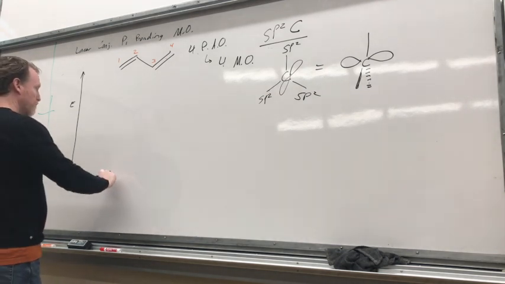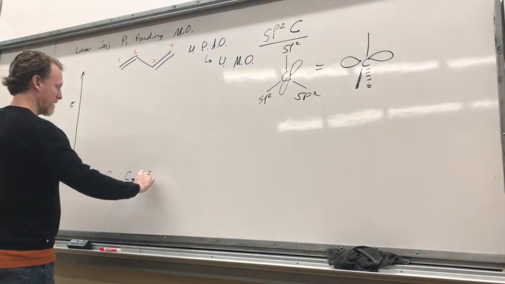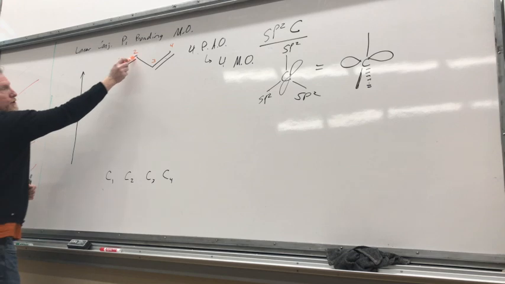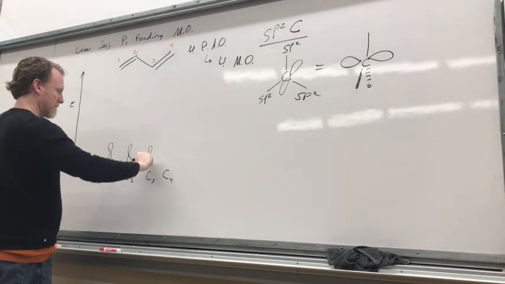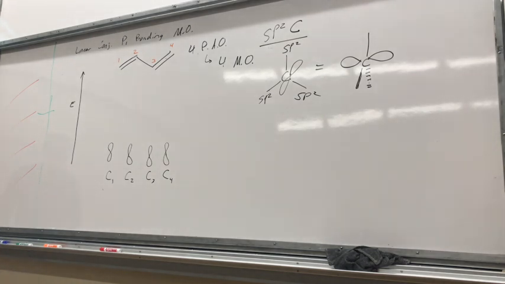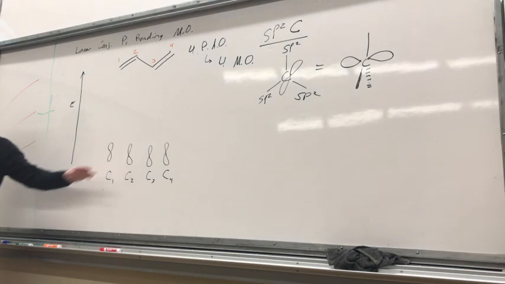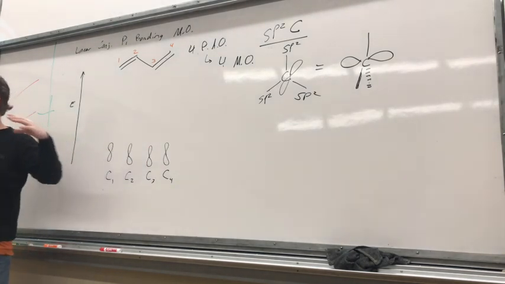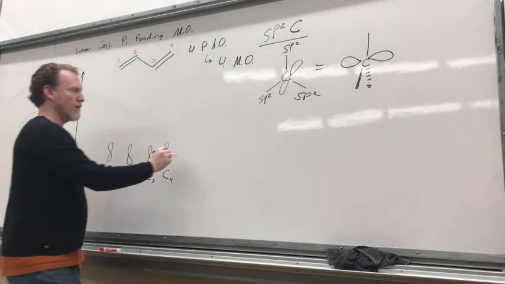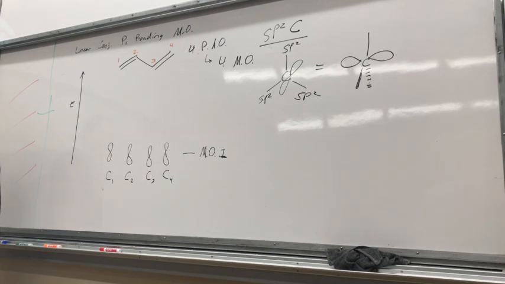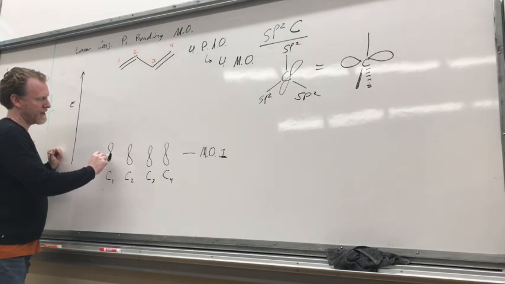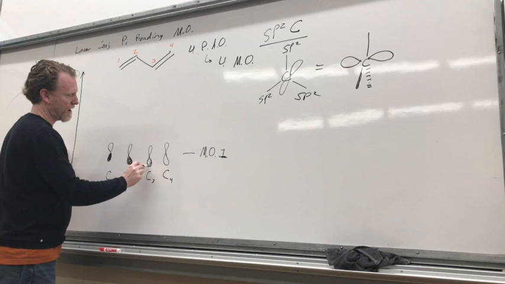Okay, so let's imagine now each of these carbons. So I have carbon 1, carbon 2, carbon 3, and carbon 4. They have their p orbitals. So the p orbitals, I'm going to represent them like this. And those p orbitals all can combine to make a molecular orbital. So this here is our lowest energy molecular orbital. We'll call it molecular orbital 1. That'll be our lowest energy one. And it turns out that in this particular low energy orbital, all of the p orbitals are in phase. So you'll shade one side and you'll keep it the same all the way across.